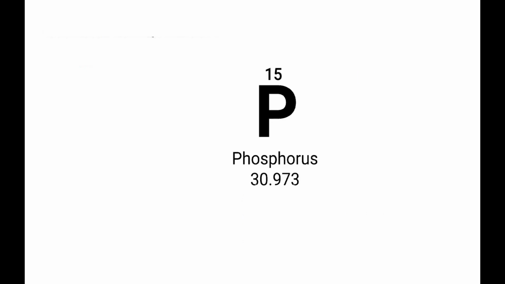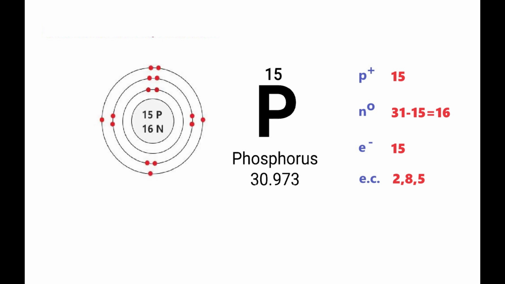Then we'll move on to phosphorus. 15, 31, phosphorus. The number of protons is 15. The number of neutrons is 31 minus 15, which is 16. The number of electrons is 15, and the electron configuration is 2, 8, 5. In the diagram, we can see 15 protons and 16 neutrons. And the electron configuration is 2 in the first shell, 8 in the second shell, and 5 in the third shell.